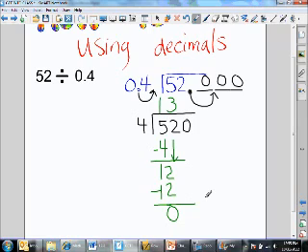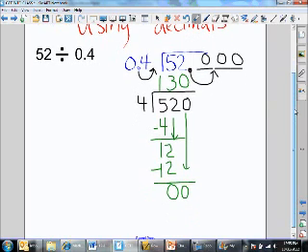But we're not done. And the reason why we're not done is because there's another 0 here. You got to bring that number down as well. So now, how many times does 4 go into 0? And the answer is 0. And then 4 times 0 is obviously 0. And you get nothing for a remainder. And there's nothing left over.